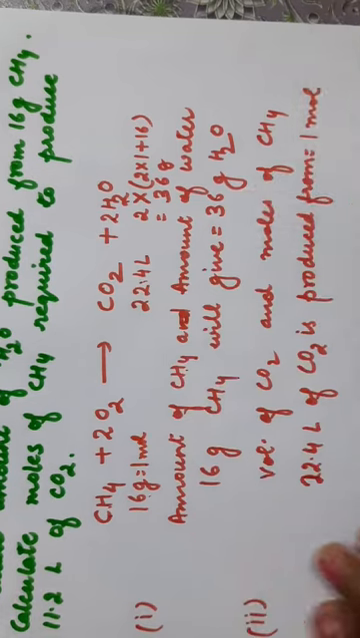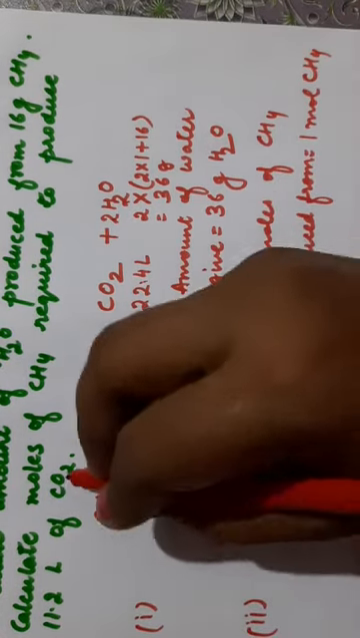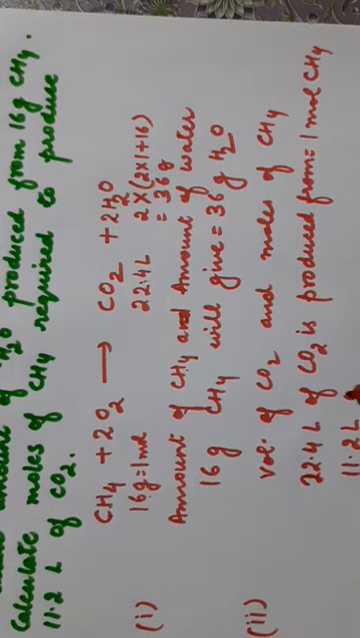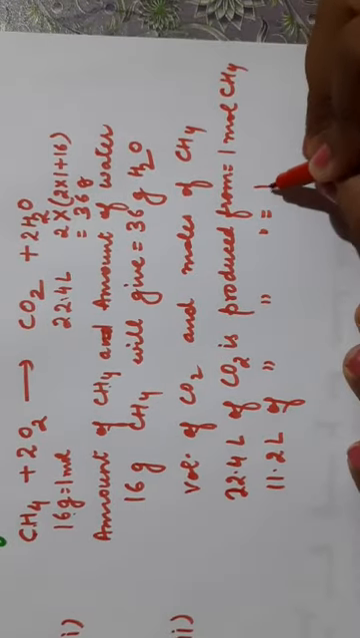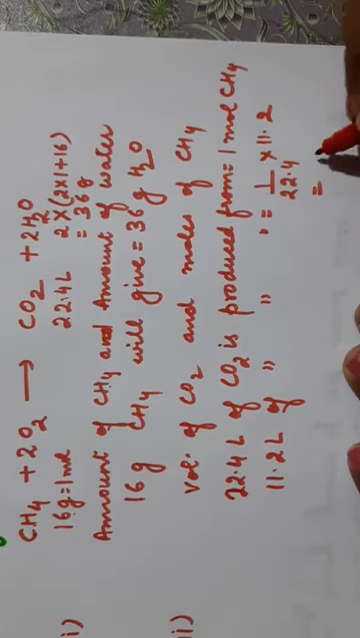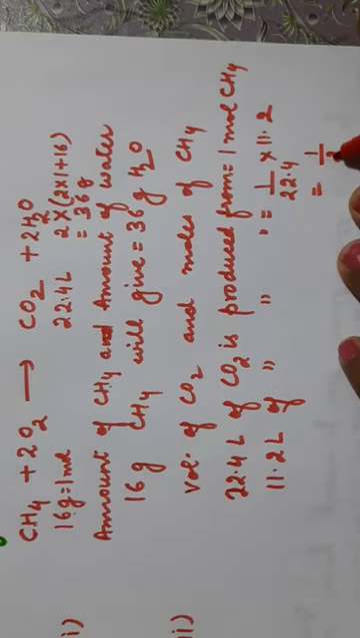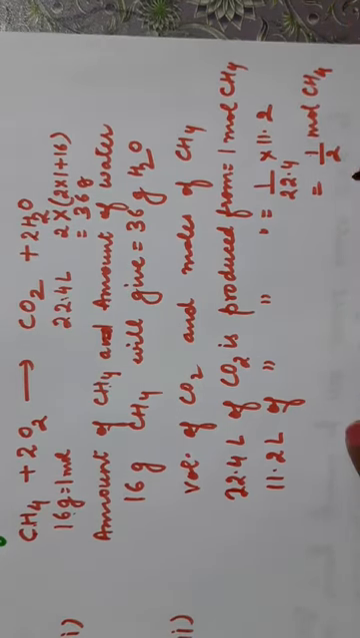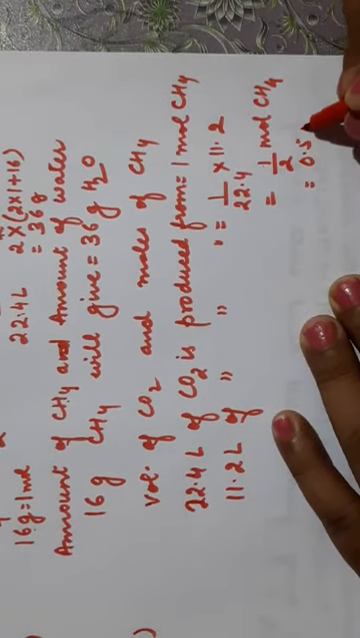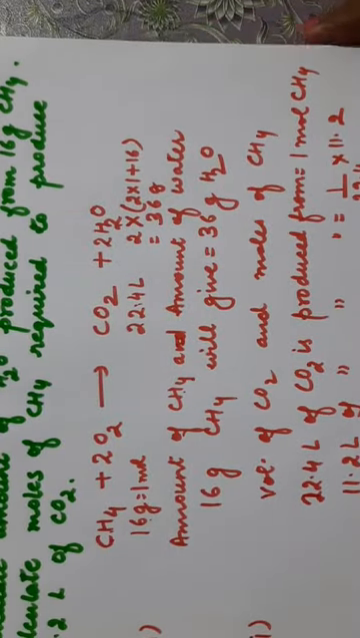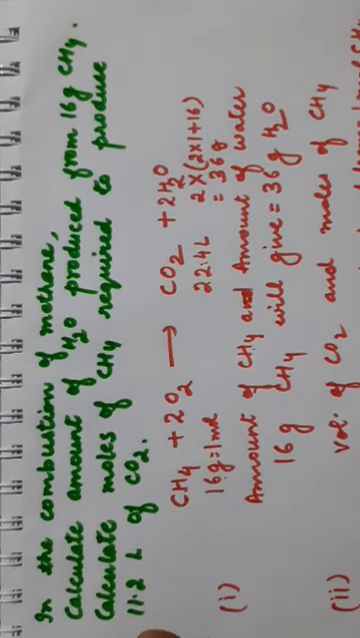Clear? 1 mole of methane. So you are asked to calculate moles of methane required to produce 11.2 liter of carbon dioxide. 11.2 liter of carbon dioxide will be produced from 1 upon 22.4 into 11.2. So you will get half mole of methane, that is 0.5 mole. I hope this question is clear. It is again a question from NCERT.